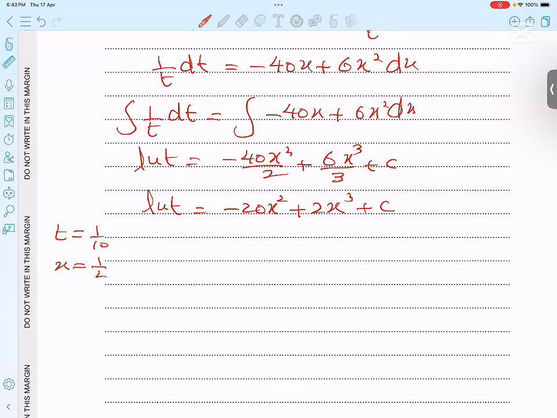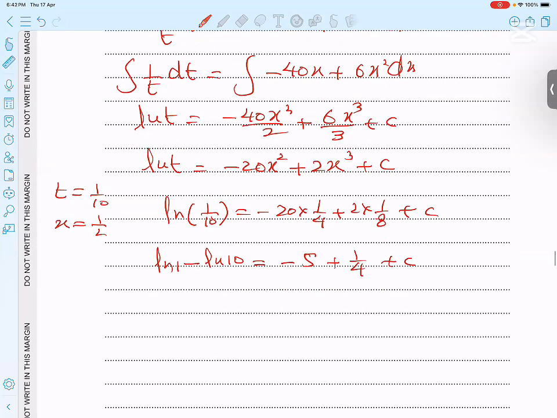So when I replace the value, students, what happens? Here I got log of 1 by 10. Here I got negative 20 times 1 upon 4. Here I got 1 over 8. So log of upper value minus log of lower value, I can say like this. Here I got negative 5. Here I got 1 over 4 plus c. So, yes, okay. And 5 4s are 20, negative 5 plus 1 over 4, negative 19 over 4.